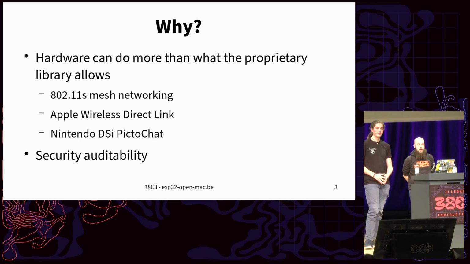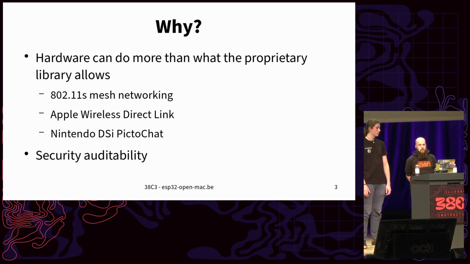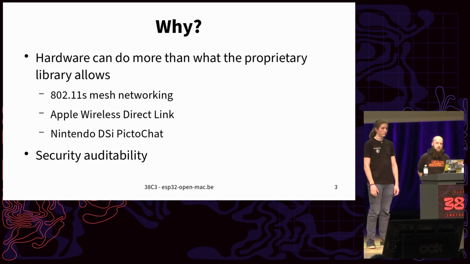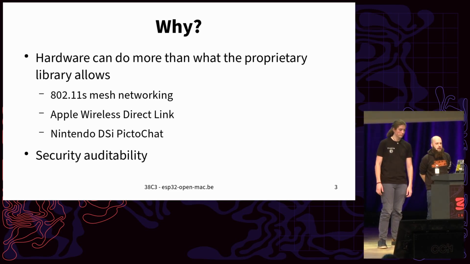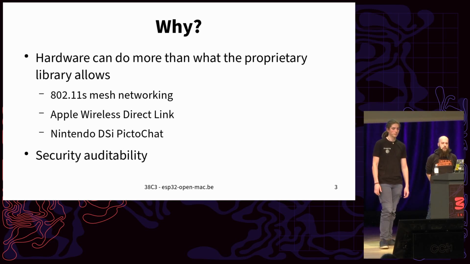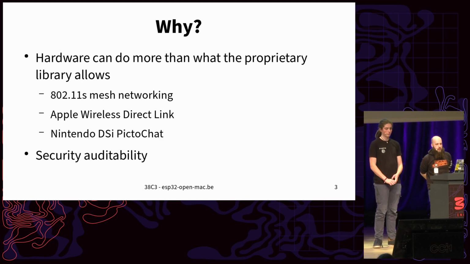So now I'll talk a bit about why we want to do this reverse engineering. We want to follow the original hacker ethos of making hardware do things it was not supposed to. Because the Wi-Fi hardware on the ESP32 appears to be very flexible, and there are a lot of use cases that are possible, but not covered with the official Espressif SDK. For example, there is mesh networking in the ESP32 SDK, but it's not interoperable with other mesh networks, and it only supports a tree topology.